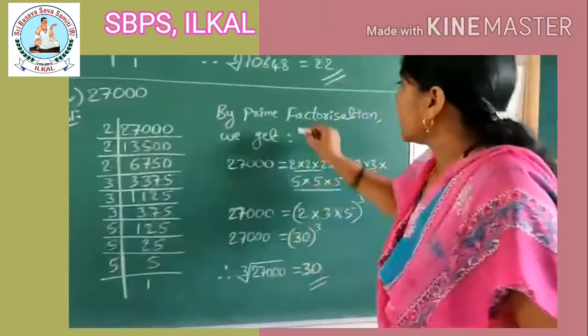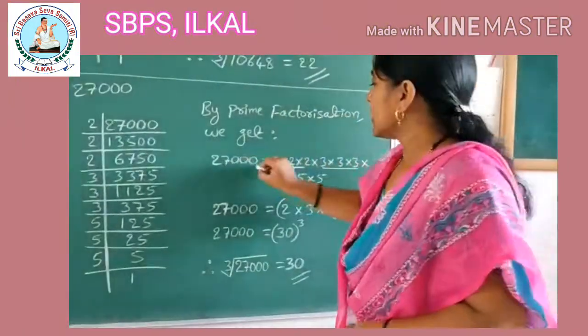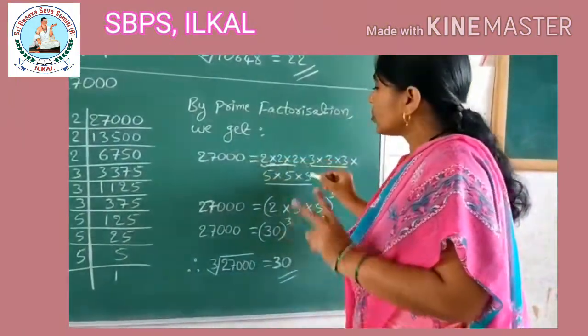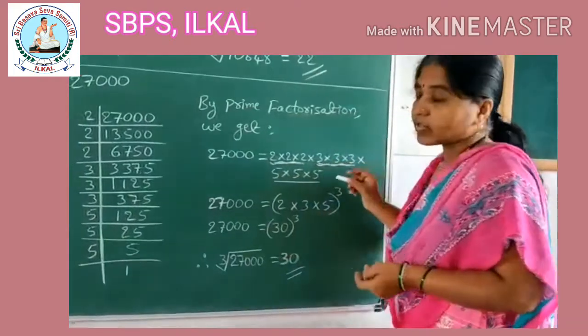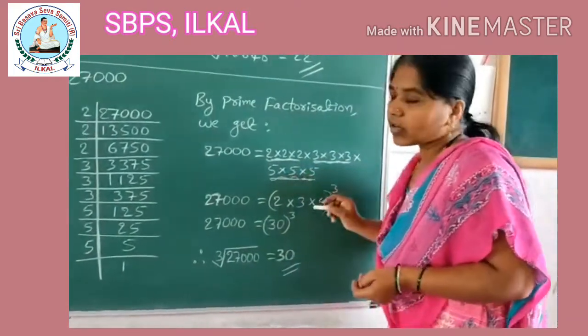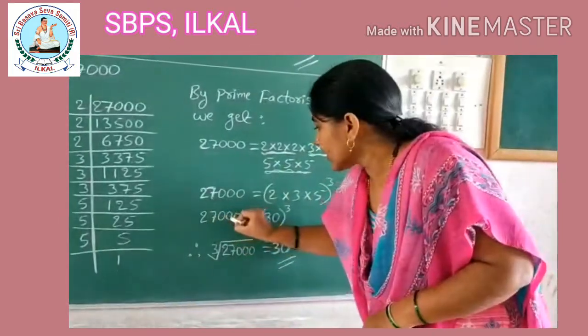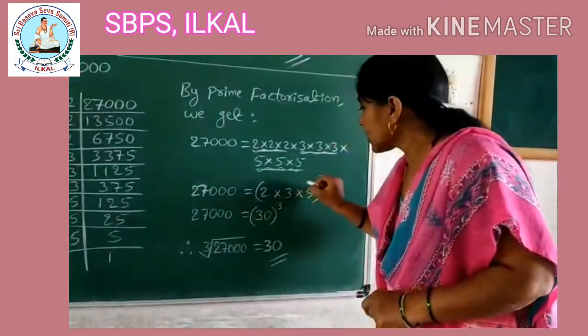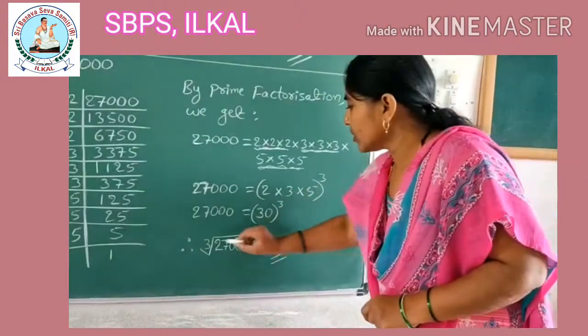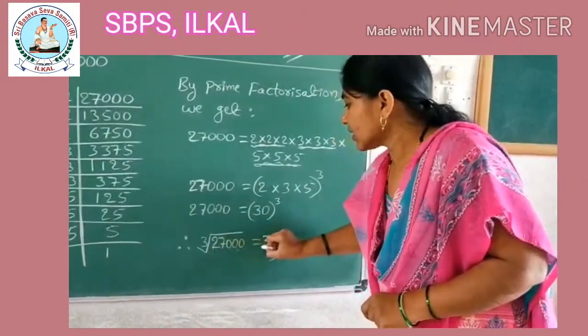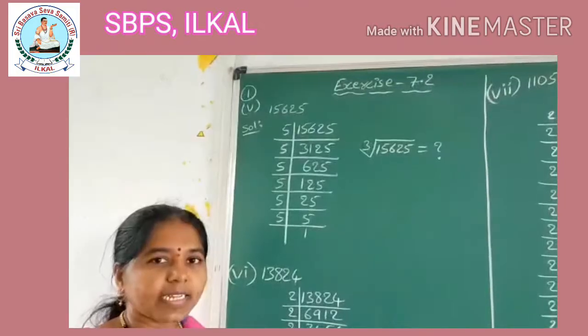Okay. By prime factorization we get 27,000 is equal to 3 times 2 we got, 3 times 3 also we got, and 3 times 5 also we got. Then 2 into 3 into 5 whole cube we can write. 27,000 is equal to 2 3s are 6, 6 5s are 30, 30 cube, then cube root of 27,000 is equal to 30. Next question children.